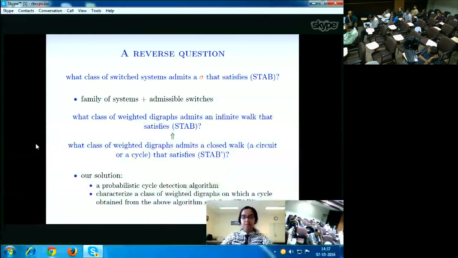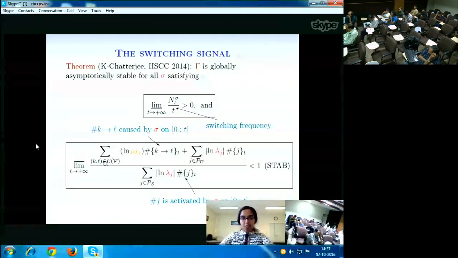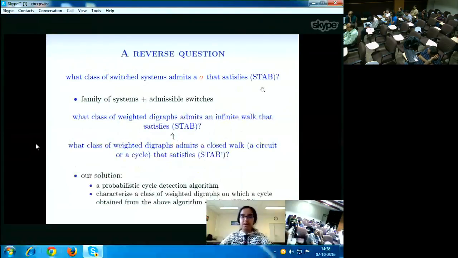Now, why does this problem make sense? That's because if we get back to the stability condition, okay. So here we see that we have the set of admissible switches and these scalars. These scalars represent the systems in the given family, of course, at the level of an abstraction via the Lyapunov-like functions. The choice of this Lyapunov-like function is not unique. Correspondingly, these scalars are also not unique. So suppose you choose a set of scalars and a given set of admissible switches, it may not be possible to construct a switching signal that satisfies this condition. So it makes sense to study what class of systems and admissible switches will actually admit a switching signal that satisfies our condition. So in other words, we are asking for the following question.